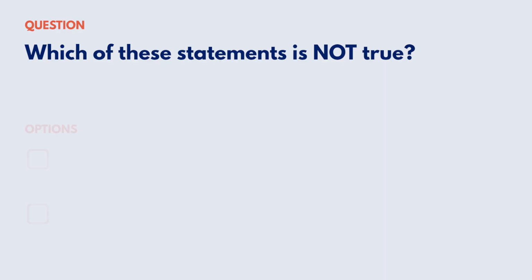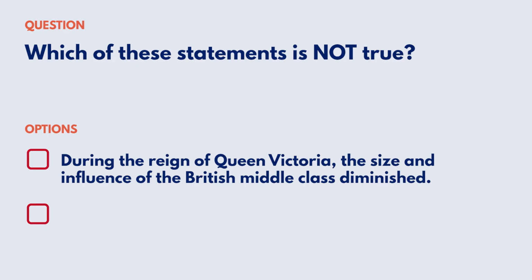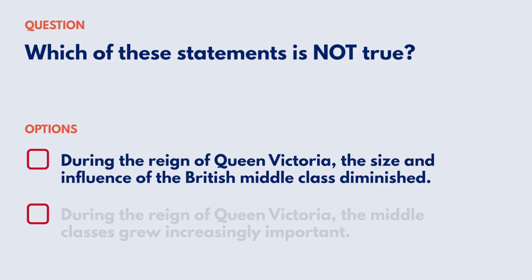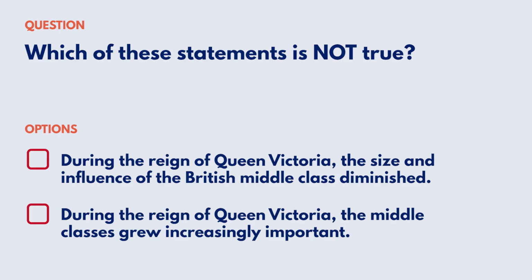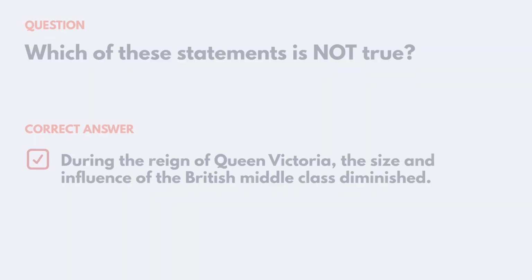Which of these statements is not true? During the reign of Queen Victoria, the size and influence of the British middle class diminished. During the reign of Queen Victoria, the middle classes grew increasingly important. Correct answer, during the reign of Queen Victoria, the size and influence of the British middle class diminished.